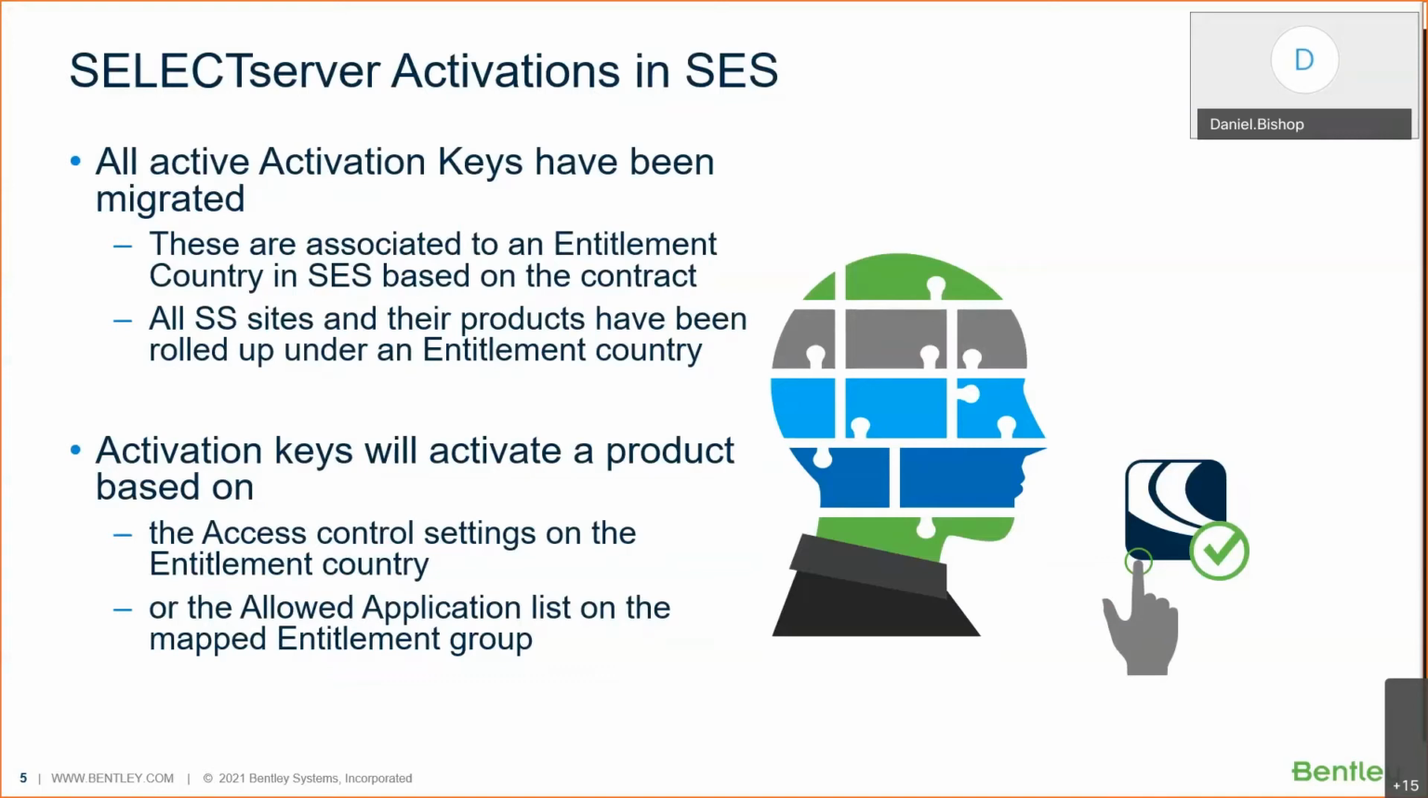The activation can also be provided through an entitlement group that the activation key has been mapped to. We will cover that in just a couple minutes, and I'll demonstrate how to do that mapping. If the activation key is associated to an entitlement group, that will override any access control in the entitlement country. So you can disable access for most people, but leave it open for a particular key. That will be possible.